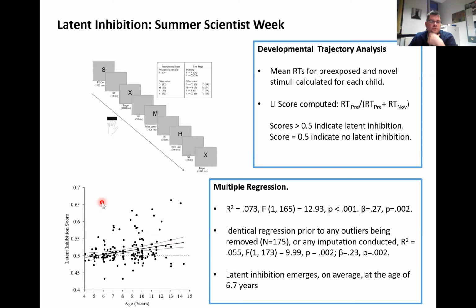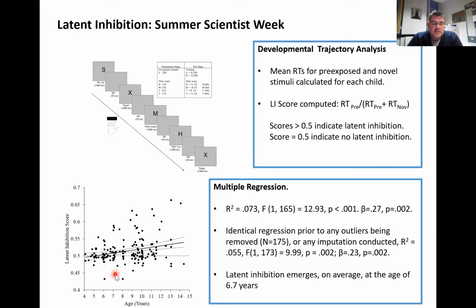And the developmental trajectory looks like this. On the y-axis here, we've got our latent inhibition score that I've just described to you. And on the x-axis, we've got the children's age from 4 to 15. This dotted line that runs across here is the 0.5 point on the scale where there's no latent inhibition. This solid black line is our regression slope, and these dotted lines that surround it are 95% confidence intervals around the regression. And the regression was significant. So we had an R squared of 0.073, which is significant.